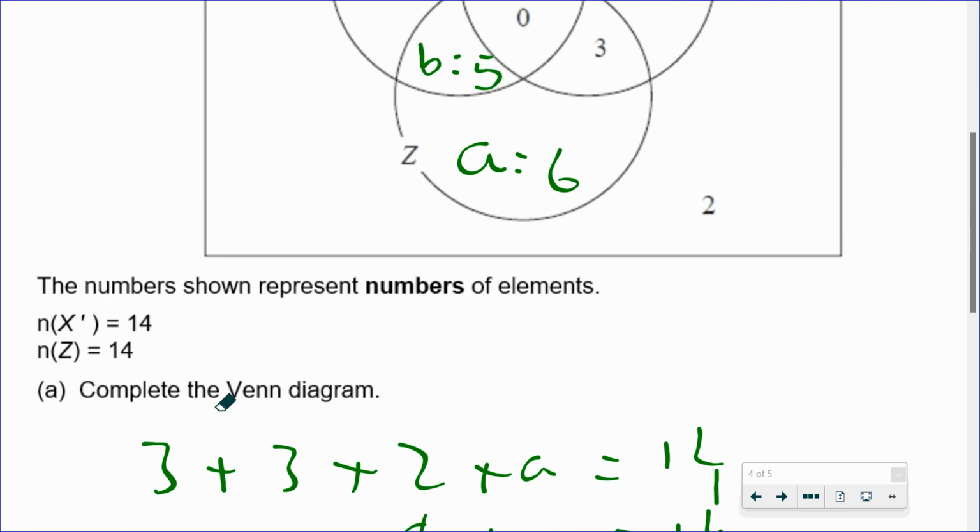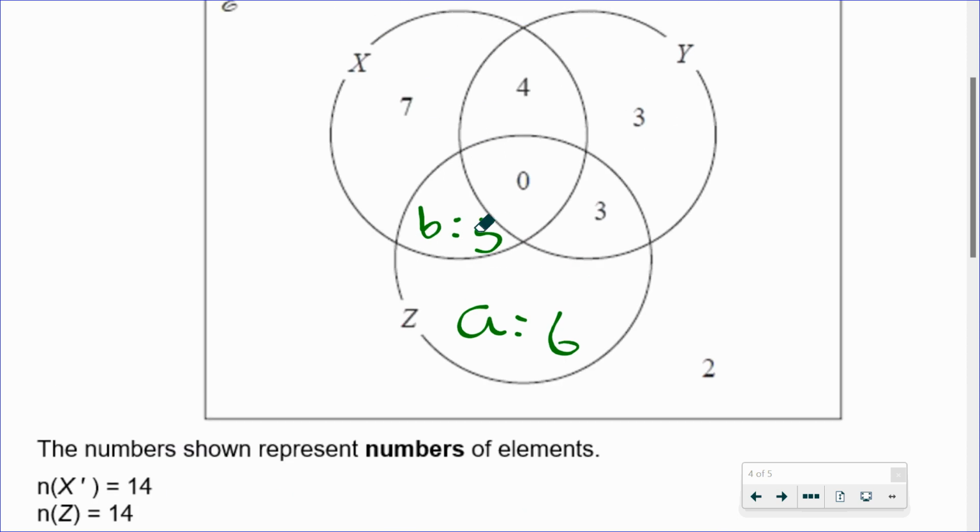Now, ironically, that was actually the question. I can actually get to that point of saying complete the Venn diagram. I've already done it. I've got 5 and 6 in these two positions.